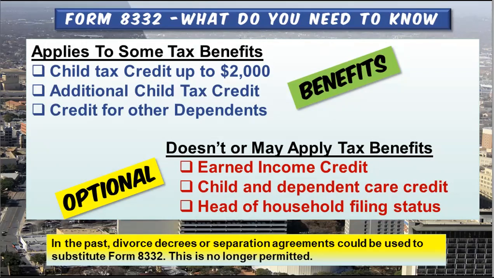In the past, all of this used to be handled under a divorce decree or a separation agreement, and the divorce agreement or the separation agreement could be used as a substitute for Form 8332, but this is no longer permitted. As we looked at the case before at the beginning of the video, the final ruling was made that you must use this form if the non-custodial parent wants to claim the child.